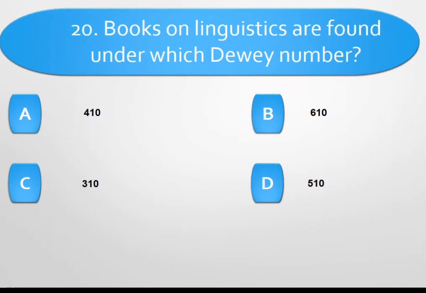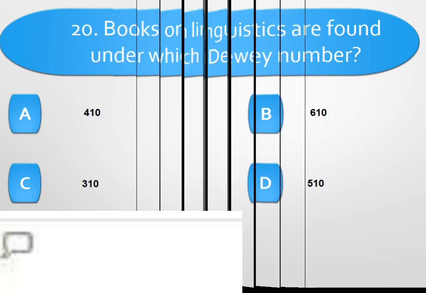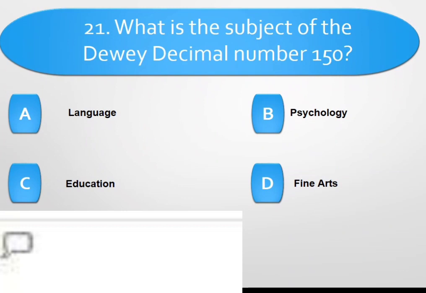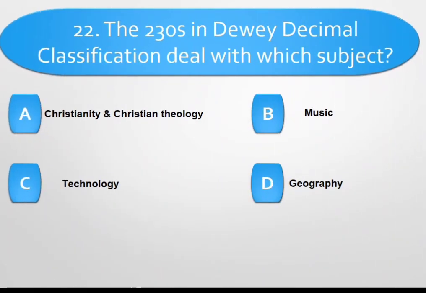Books on linguistics are under which DDC number? In the options, A is the correct answer, 410. What is the subject of DDC number 150? B is the right answer, psychology. The 230 in the DDC classification deals with which subject? A is the right answer, Christianity and Christian theology.